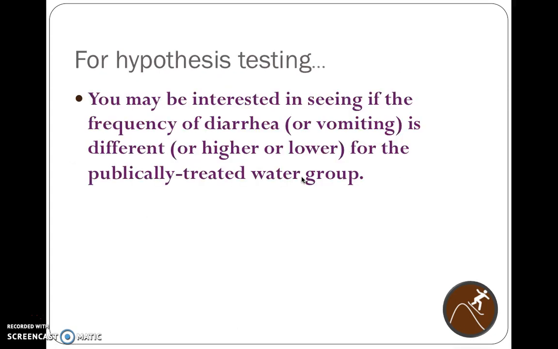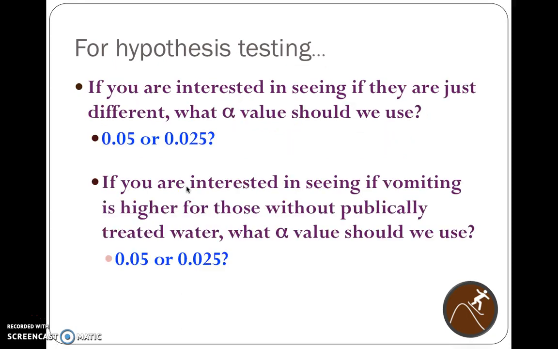Now for hypothesis testing, which is the thrust of the presentation here, you might be interested in seeing if the frequency of something like diarrhea or vomiting is higher or lower for the publicly treated water group. So Stata makes it super easy for us to do that. Now remember, if you're interested in seeing if they're just different, the alpha value that we would usually use would be 0.05. If you think one is higher or lower, you can adjust those alpha values to 0.025. But we'll just run with, are they different or not? 0.05.